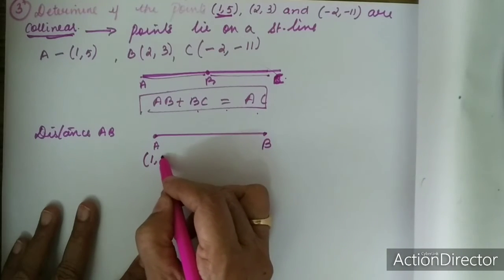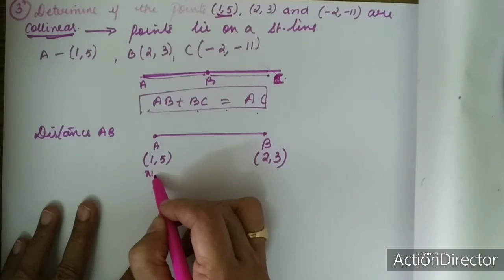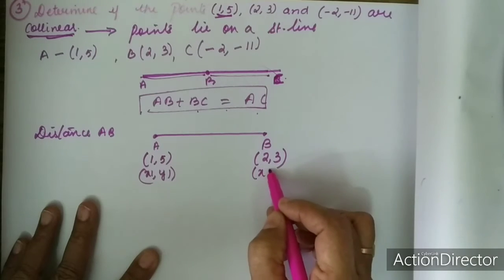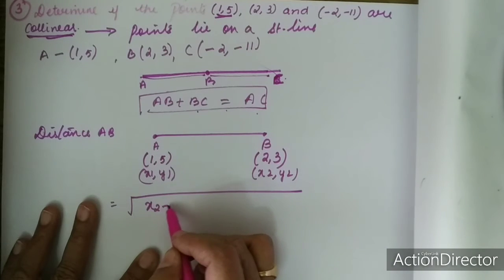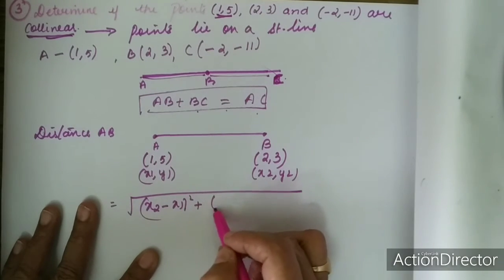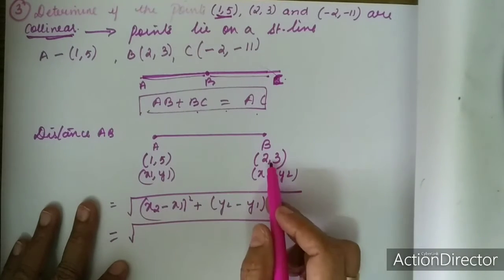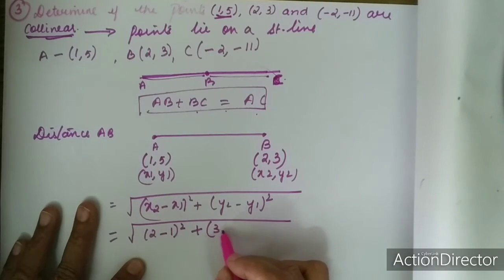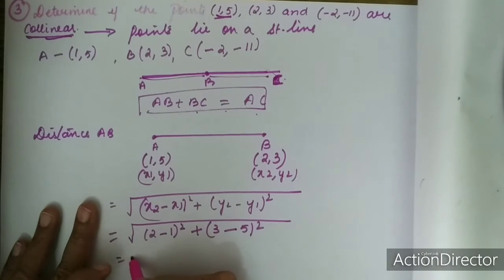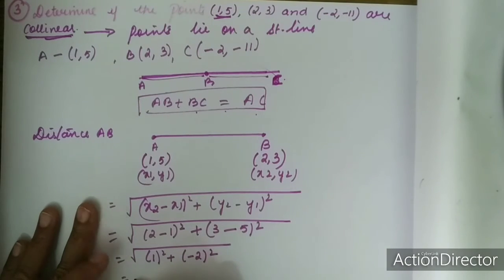What are the coordinates of A? 1, 5 and B is 2, 3. So let us assume this as x1, y1 and this point to be x2, y2. So what is the formula now? Under root of x2 minus x1 whole square plus y2 minus y1 whole square. Replacing the values, what is x2? x2 is 2, x1 is 1, 2 minus 1 whole square plus y2 is 3, y1 is 5, whole square, which is equal to 2 minus 1 is 1 square plus minus 2 whole square, which is equal to 1 plus 4, which is equal to root 5.